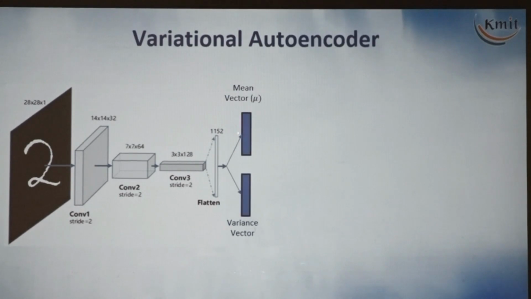Here it is the same. Whatever we are seeing here, the mean vector, is the same as our autoencoder's representation vector. The same thing we are using here also. But this is the additional vector: the variance. What is the difference between the mean and variance? Mean is a single point. Variance is spread. How far is the data distribution spread? That is what variance means.